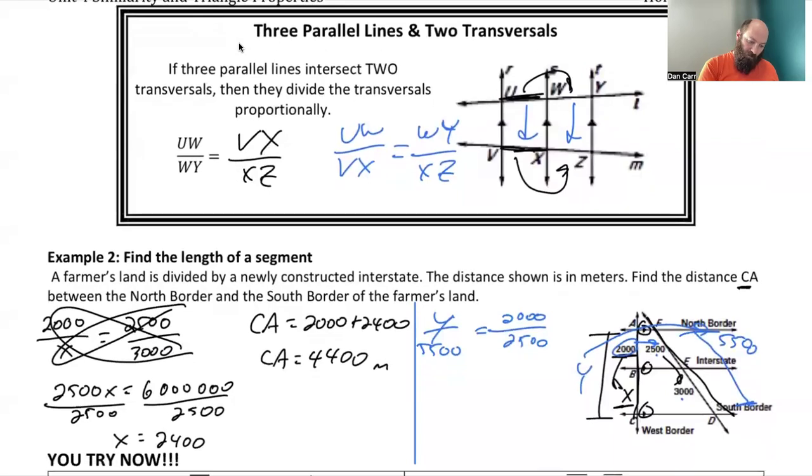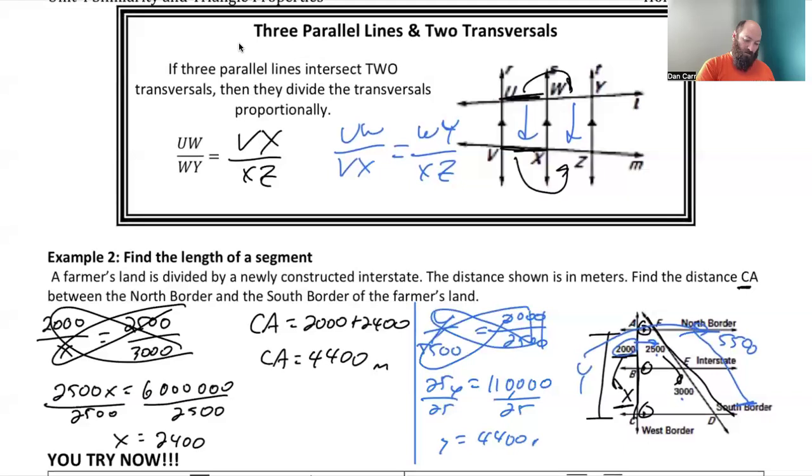Okay, so from here, I'm going to cancel out these common zeros, make it smaller. So 25 times Y is equal to 20 times 5,500, which is 110,000. Divide both sides by 25. And I get Y is equal to 4,400 meters. I'm just showing both ways because I just want you to be aware that we can set things up in multiple ways. You just need to be consistent.